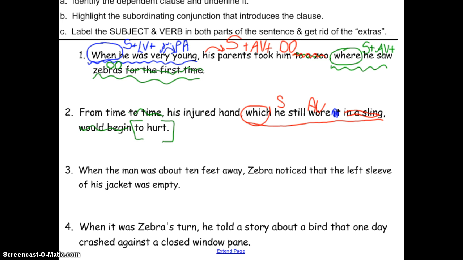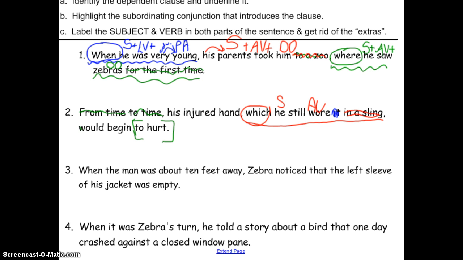Is what a preposition? If to time is a preposition, then what's the other one? From time. So read me what's left. His injured hand would begin.